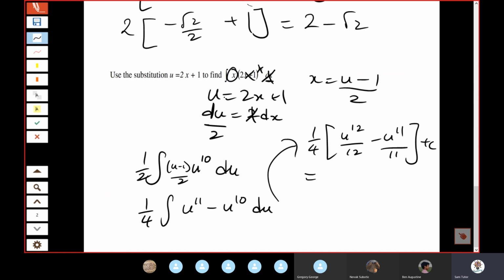Substitute your u back. Don't forget you must do that if you don't have limits. So this becomes 2x plus 1 to the power of 12 all over 48 minus 2x plus 1 to the power of 11 over 44 plus c.